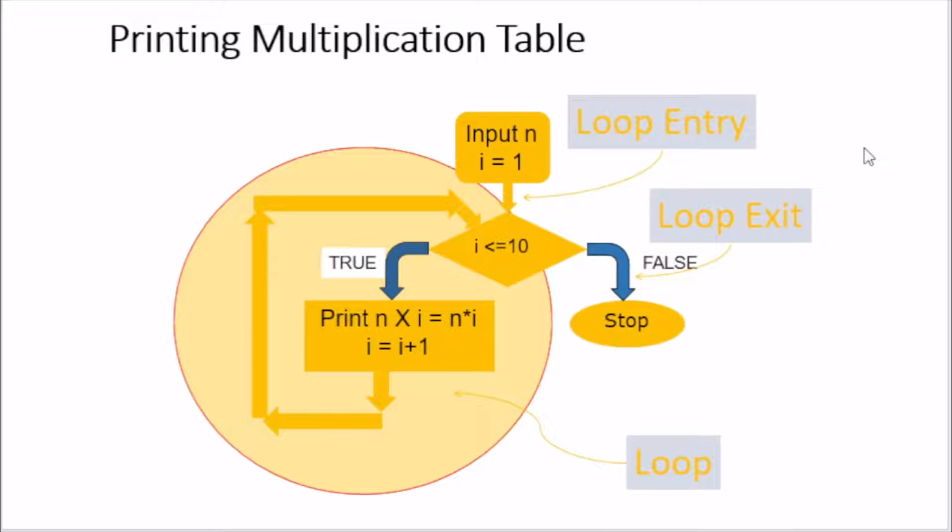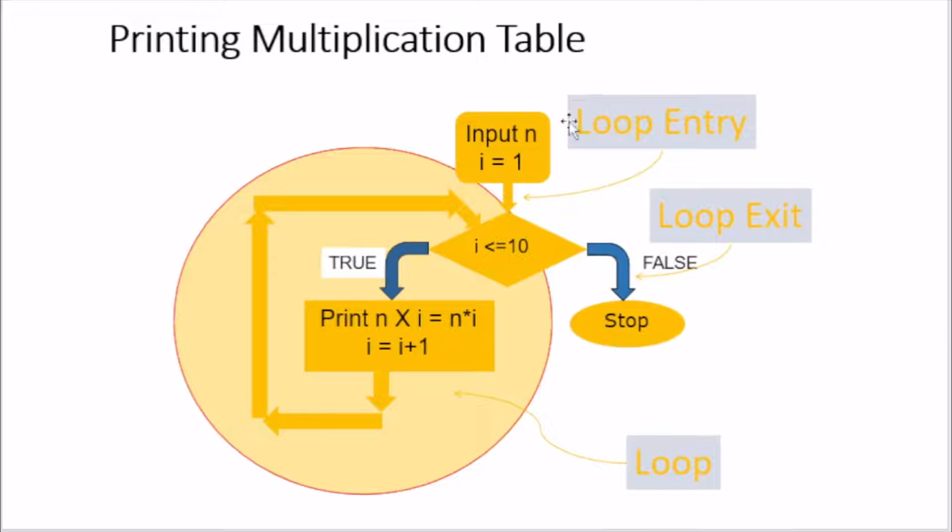Then I'm going to initialize I equals to 1 and my condition is going to be I less than equals to 10. Finally, if my condition is true, it is going to execute the print part, n multiplied by I is equals to n multiplied by I, and then I equals to I plus 1. And this will continue until my condition becomes false. Once my condition is false, it is going to come out of the loop and exit. That is the stop.